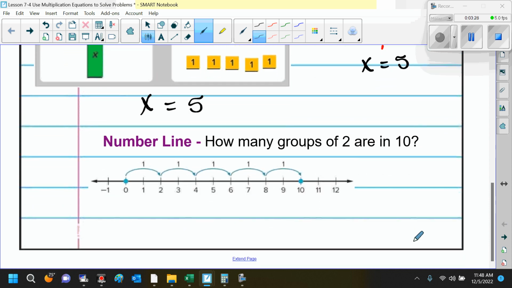Now, here's what it looks like in the number line. For the number line, you're asking yourselves, how many groups of 2 are there in 10? So here, the reason we have groups of 2 is because we have 2 x's, okay? So here, each one of these, this is 1, 2, 3, 4, 5 groups of 2. All we have to do is count by 2's all the way to get to 10. So here, there are 5 groups of 2. So again, x is equal to 5.